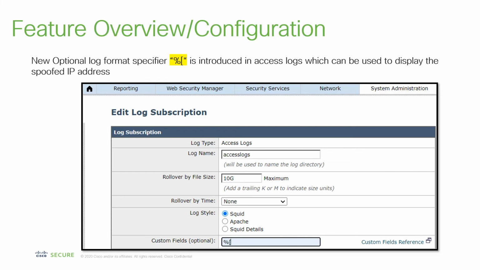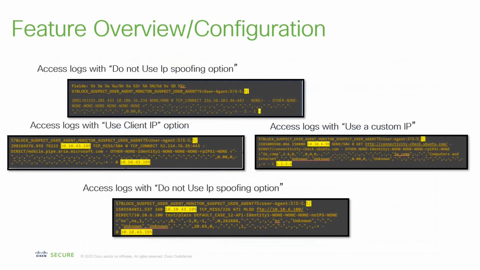If you would like to see the spoofed IP address in the access logs for a request, you can enable this field by adding a percent sign followed by an open square bracket as a format specifier to the custom field for the access logs. You can find this option under System Administration, Log Subscription. Look for access logs, and add this particular format specifier. If you selected do not use IP spoofing in the routing policies, you will see a hyphen in the placeholder for the format specifier. If you selected use client IP, then the outgoing request will show the client machine IP that the request originated from. If you chose a custom IP, you would see the custom IP you selected.